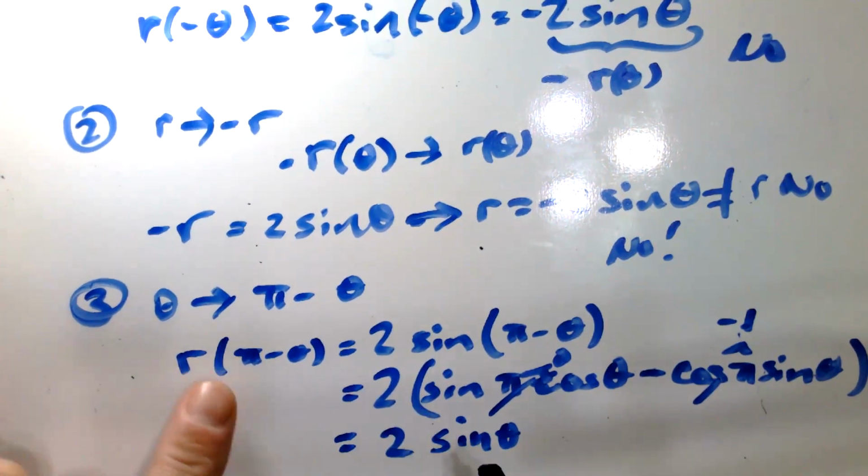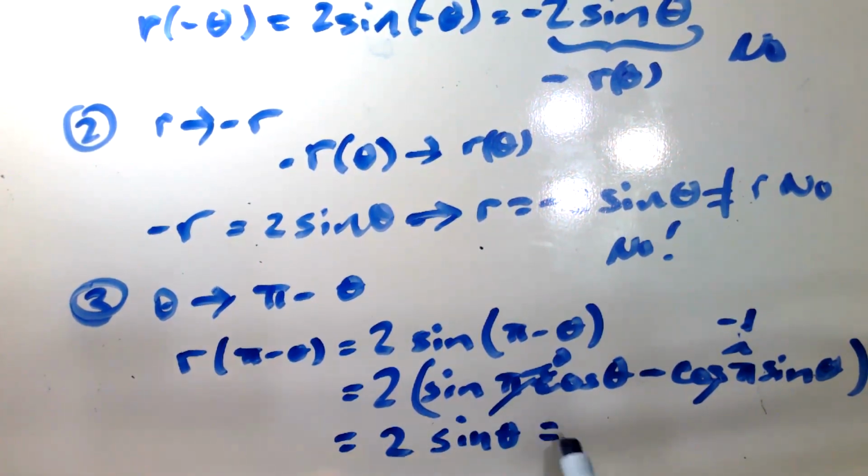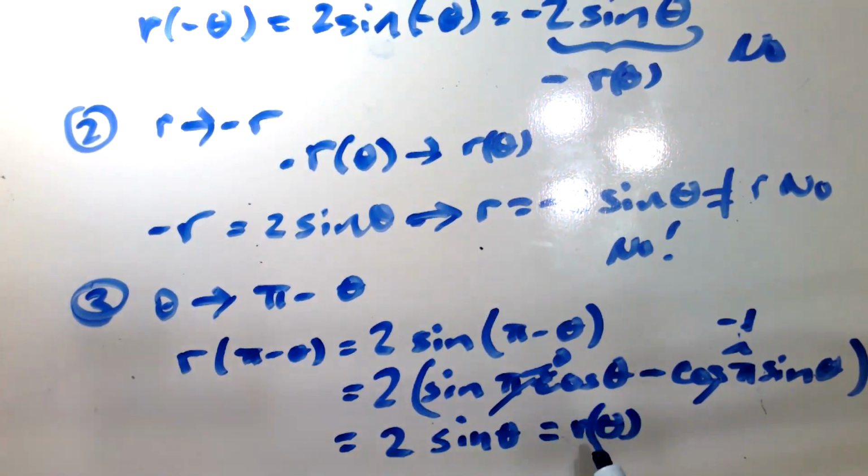So r of pi minus theta is equal to 2 sine theta, which is equal to r of theta. So this is the same, which means that it is vertically symmetric, or symmetric about the y-axis.